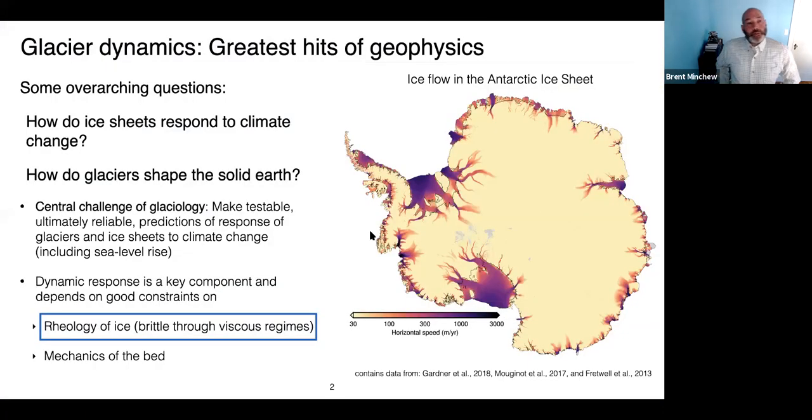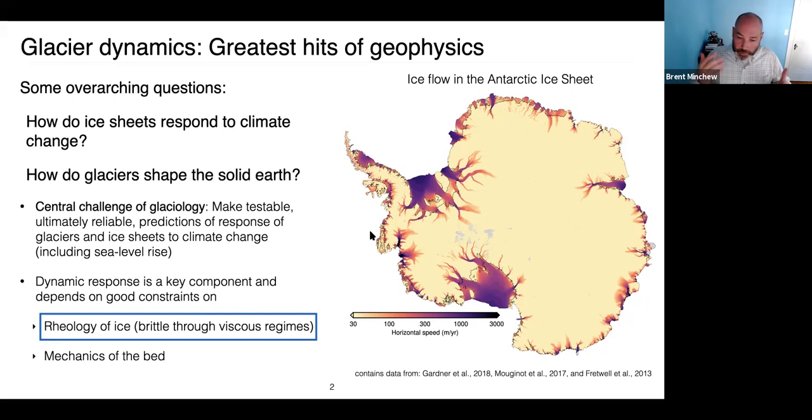So let's start off with a general slide on Glacier Dynamics, just as an overview for a broader audience. I consider Glacier Dynamics to be the greatest hits of geophysics. By geophysics, I mean solid Earth geophysics: a lot of the interesting problems that exist in solid Earth geophysics also exist within Glacier Dynamics, but they occur at different timescales and in locations that we're able to observe.